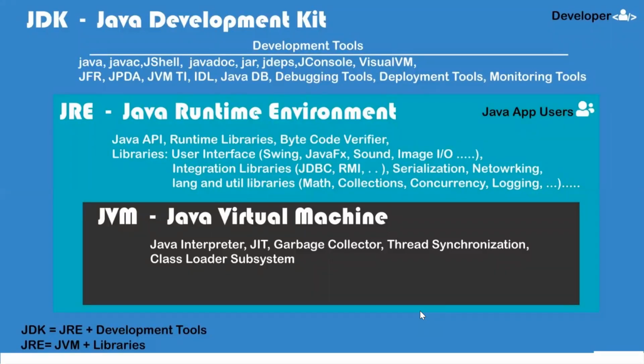So JDK is used by developers to write, compile, test, debug, troubleshoot, and create their own programs. It comprises the JRE plus development tools like the Java compiler, JShell, Java console, Java virtual machine, JPDA, IDL, and debugging tools, deployment tools, especially for monitoring. All this we are using in the JDK. So again, JDK is a combination of the Java Runtime Environment plus development tools.